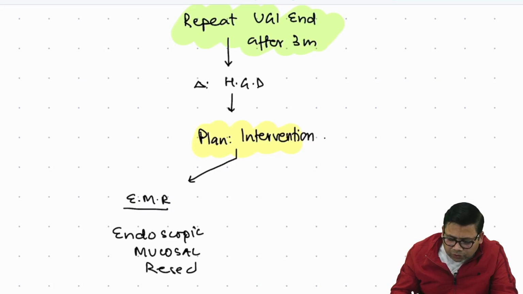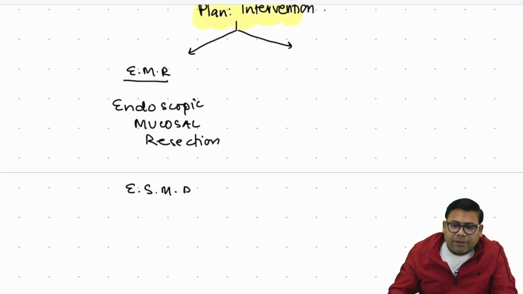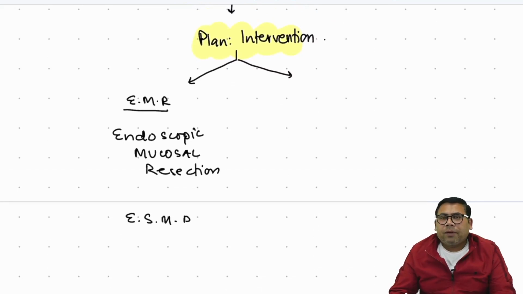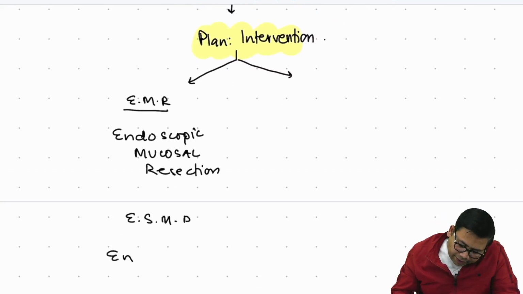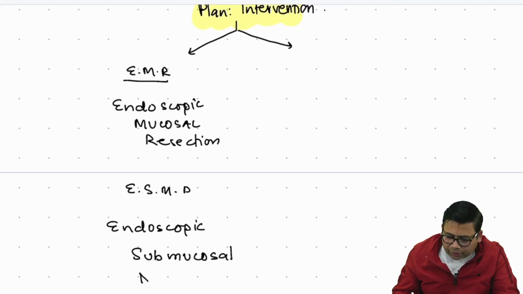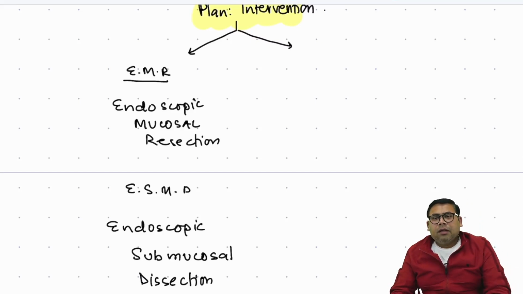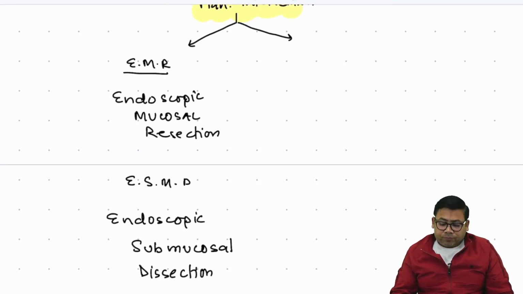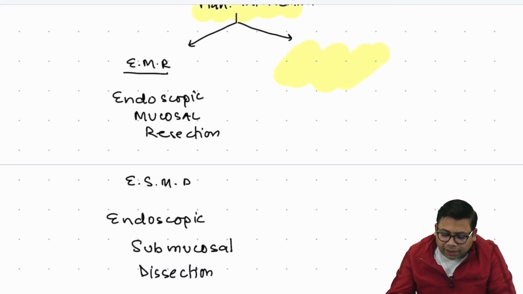And we also have something which is known as ESD. So what is ESD, students? EMR is endoscopic mucosal resection, ESD is endoscopic submucosal dissection. So endoscopic mucosal resection and endoscopic submucosal dissection, these are very important things. When you talk about intervention, on the other side we can have radio frequency ablation also.